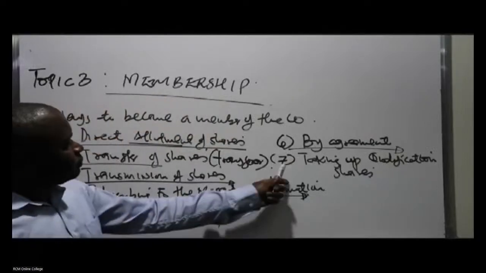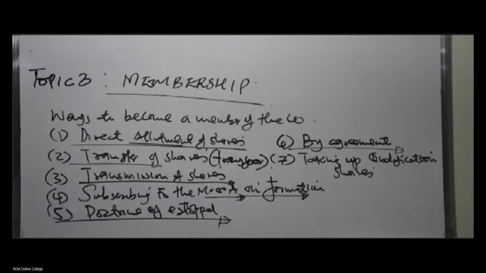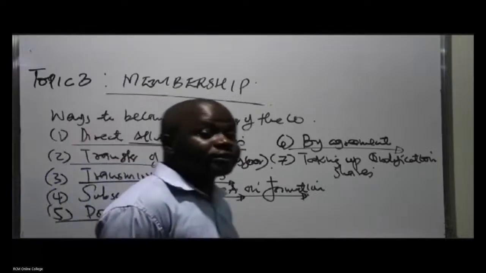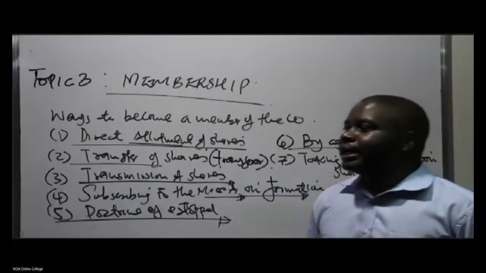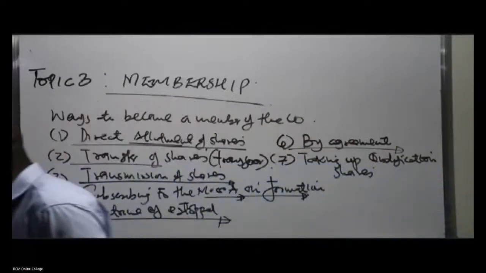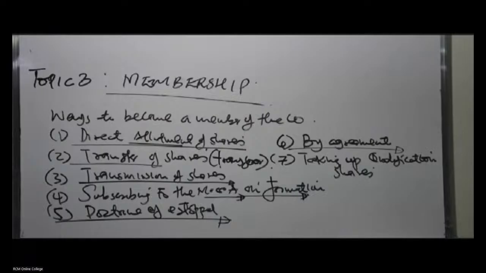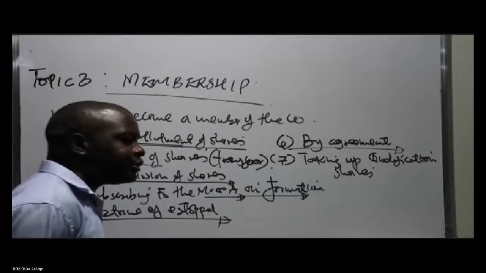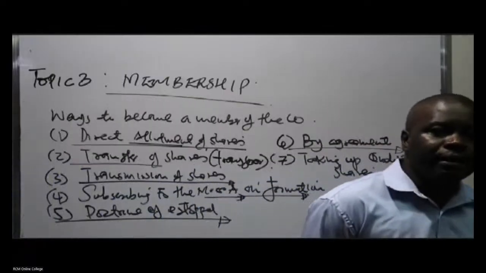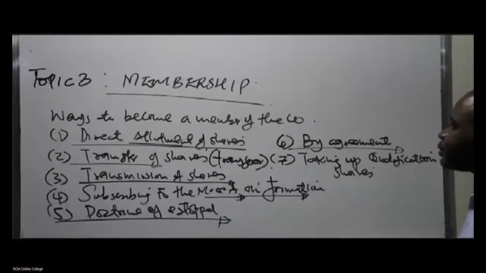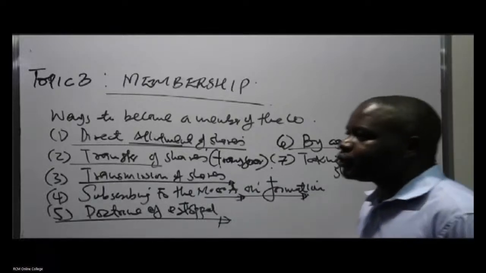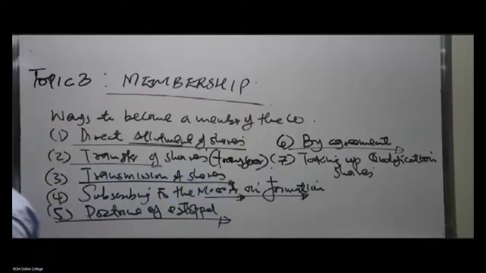Then number seven, taking up qualification shares. What do you mean by taking up qualification shares? One day, Lena will likely become a director at Safaricom, and will likely be called upon to take up some shares there. She won't just be a director. Financial prudence requires that when you become a director, you should become a part owner of the company so that you can make decisions prudently.